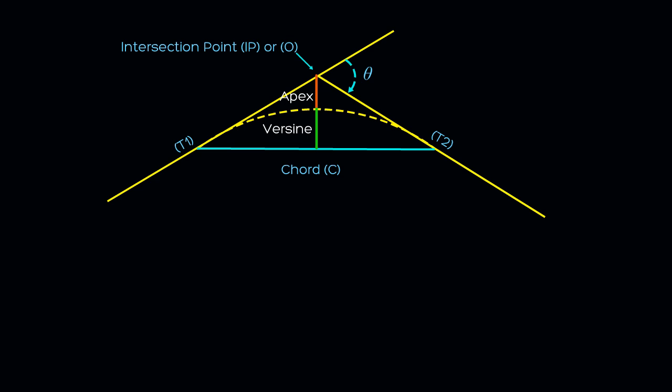Now, we must remember a few basic things. The radius of curve is always perpendicular to the tangent line.